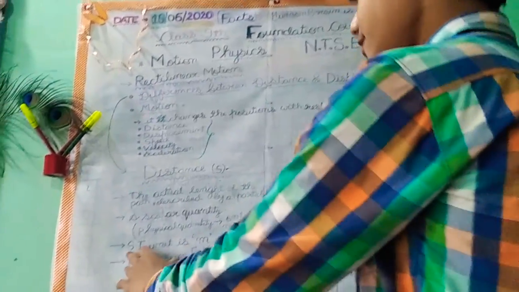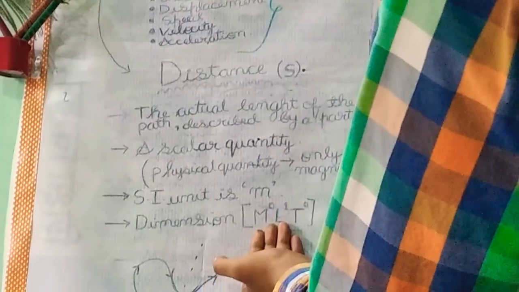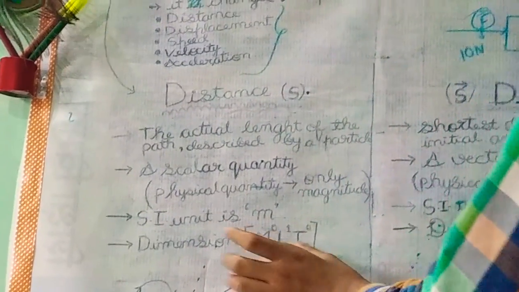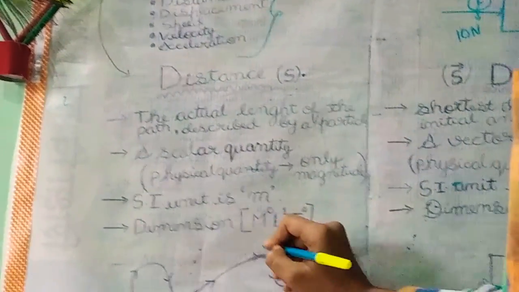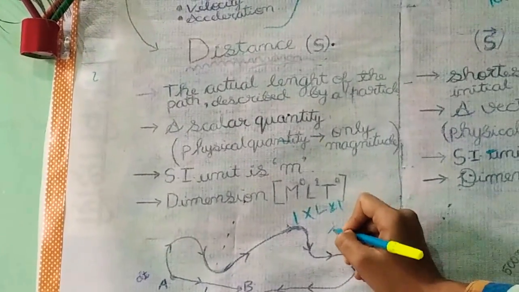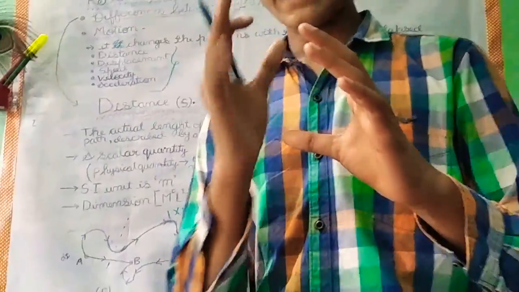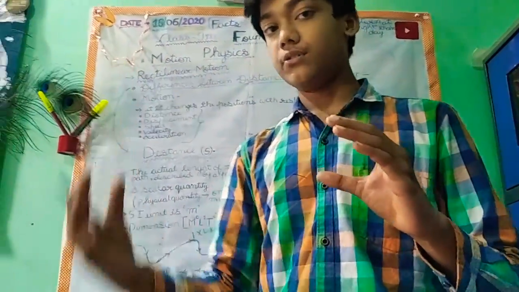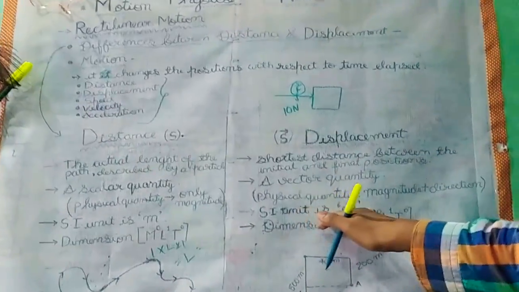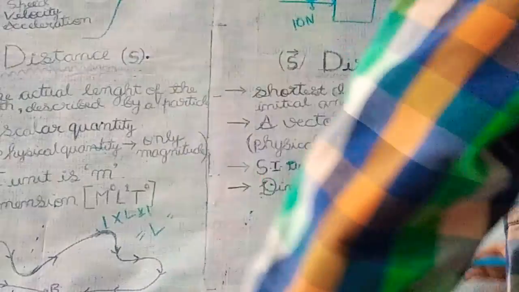Now the SI unit of distance is meter and the dimension is M^0 L^1 T^0. L^1 into 1 gives only length, that is meter. Okay. Now displacement. Displacement is a vector quantity, meaning it has magnitude and direction also. SI unit is meter. Dimensions are the same as distance.